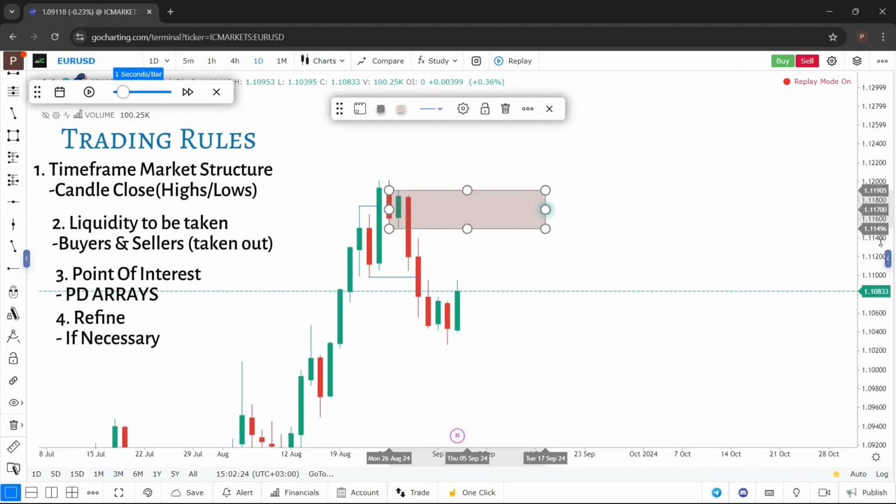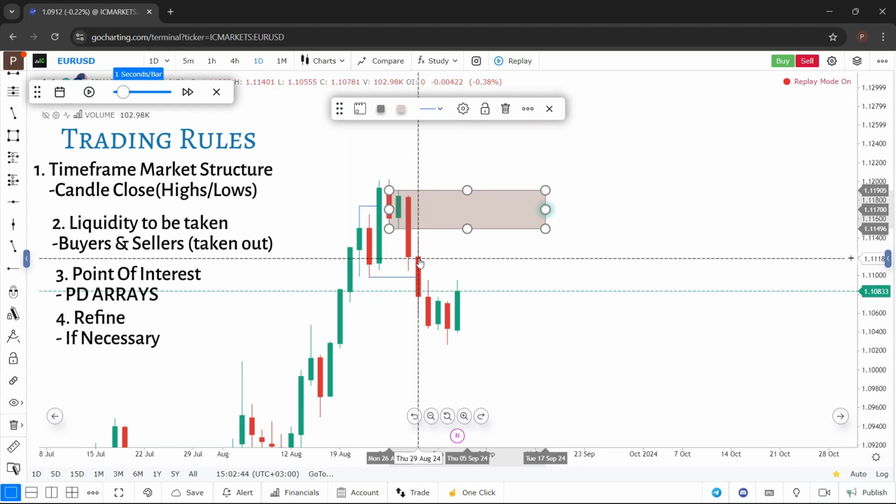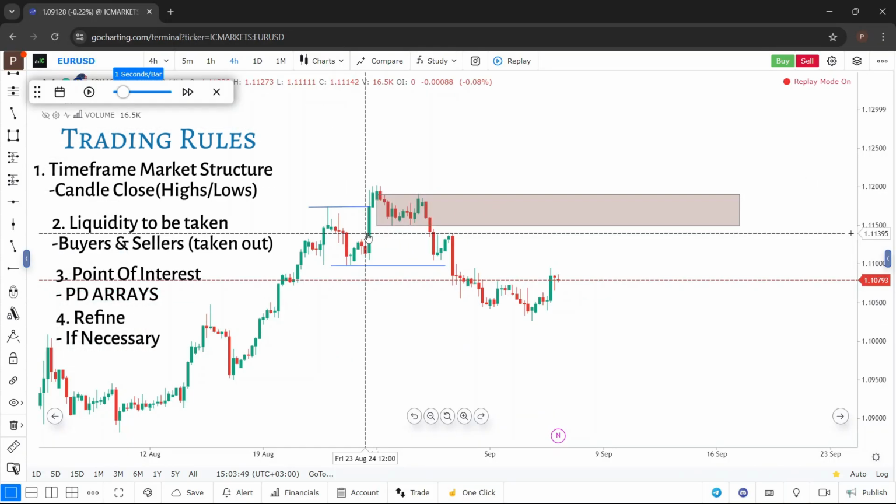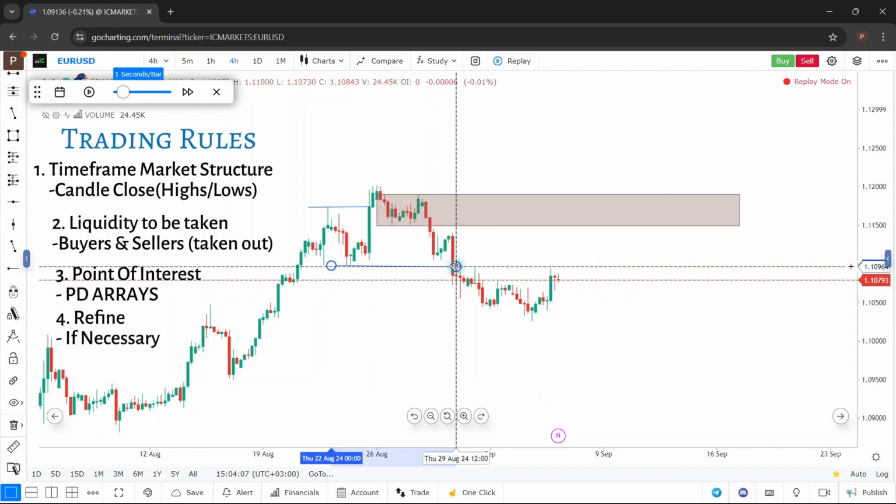So what's the next step? We go to the lower time frame. This is the 4 hour. Now on the 4 hour, coming back to the rules, what is the market structure? Did the candle close below the high or the low? Okay, we have the candle close below this low right here.